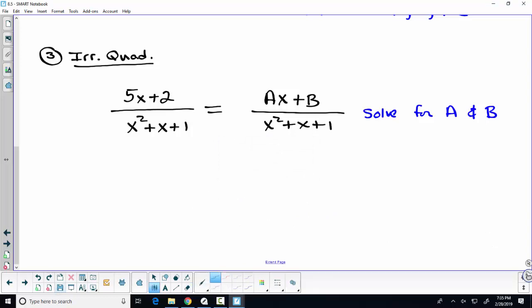Do y'all have any questions so far? How do you determine which one to use? Depends on the integrand and how the denominator factors.